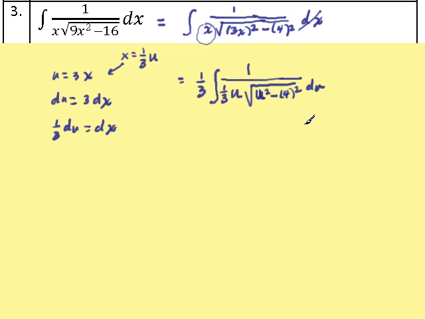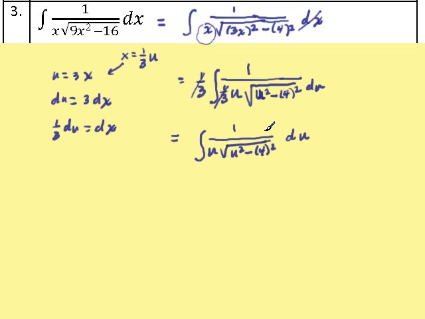All right, so let's see. These actually cancel. This 1/3 is in the numerator, and this one's in the denominator. These actually cancel. So let me just rewrite that without those 1/3. So we have 1 over u square root of u squared minus 4 squared du. This is exactly of that third form.